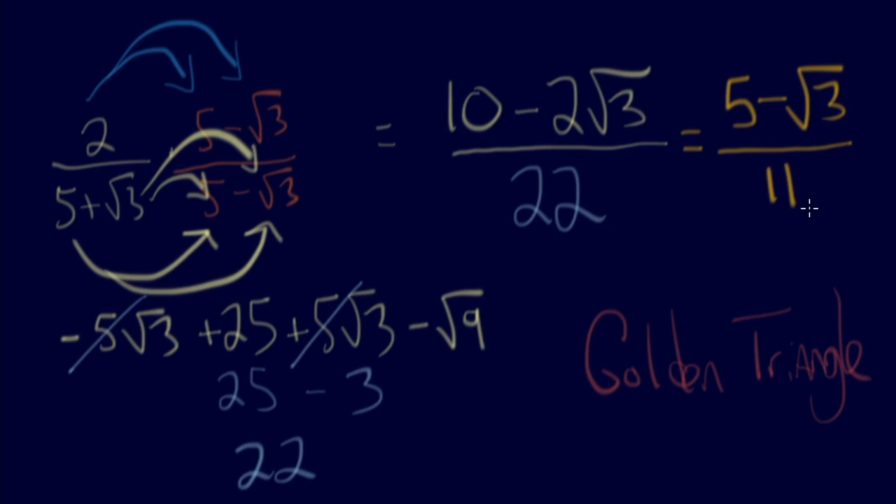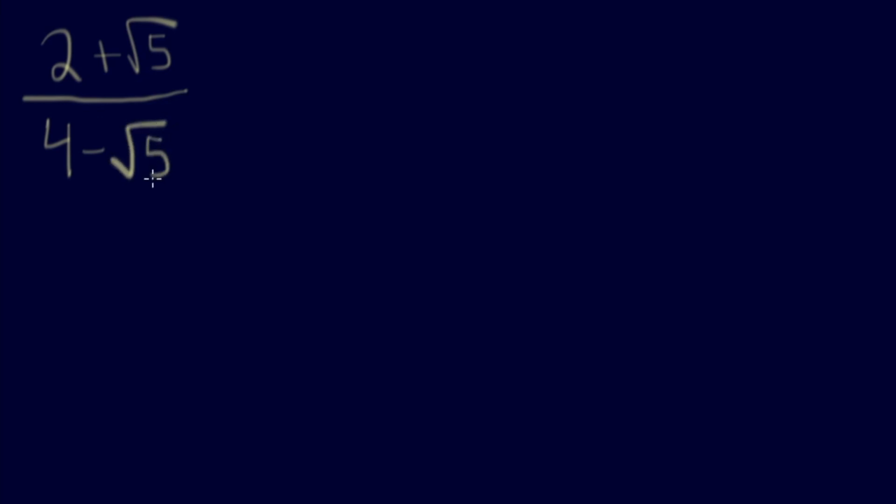Shall we take a look at one more? Okay, we certainly can. Let's take a look at 2 plus root 5 over 4 minus root 5. And I'll show you a shortcut for this one too. So you already know that this is going to be one of those situations where you have to rationalize the denominator with a conjugate. So I'm going to multiply by 4 plus root 5 on the top and 4 plus root 5 on the bottom, just like that.